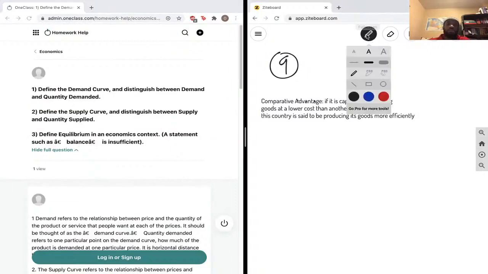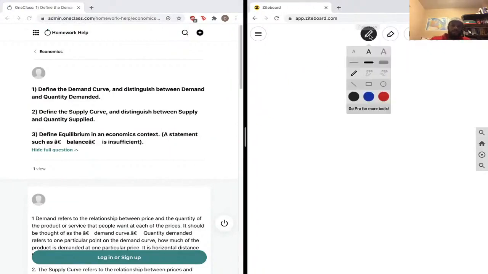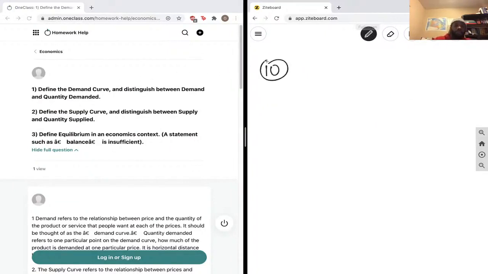And lastly, question 10. Define the demand curve and distinguish between demand and quantity demanded. Define the supply curve and distinguish between supply and quantity supplied. Define equilibrium in an economics context. A statement such as a balance is insufficient.